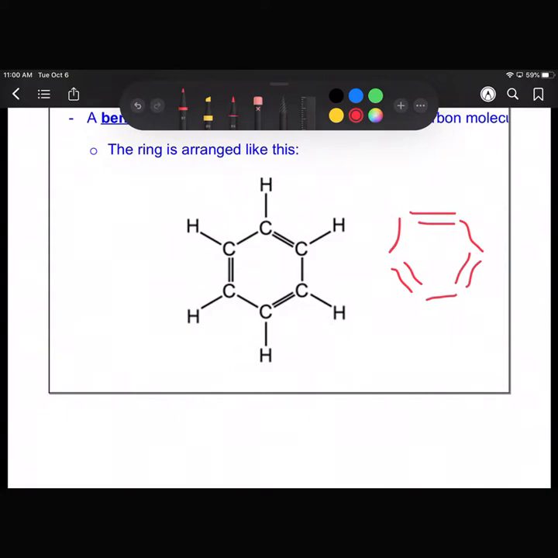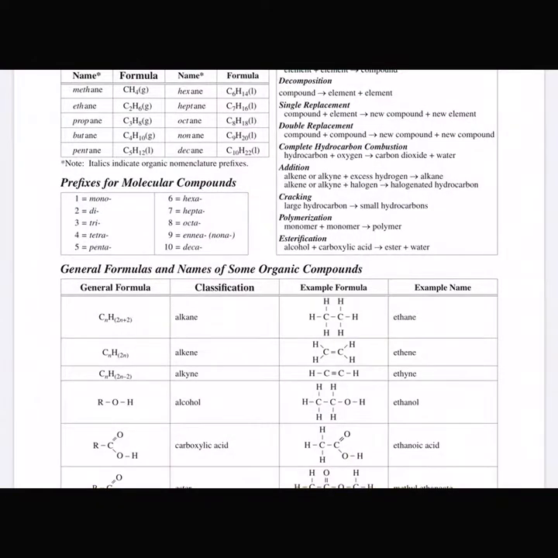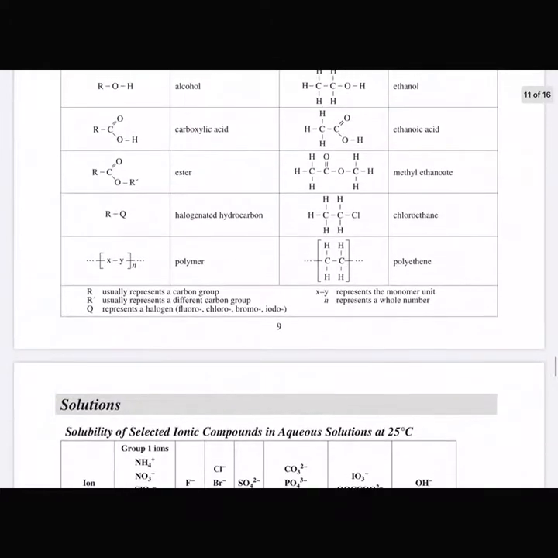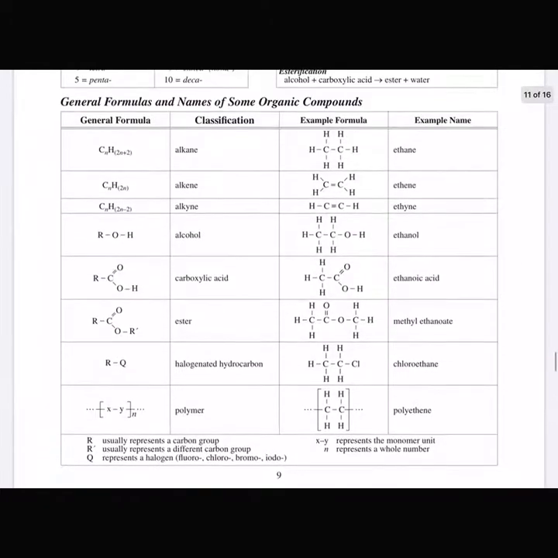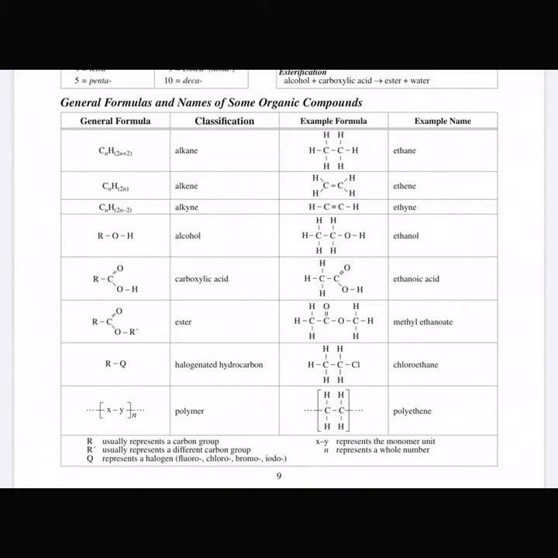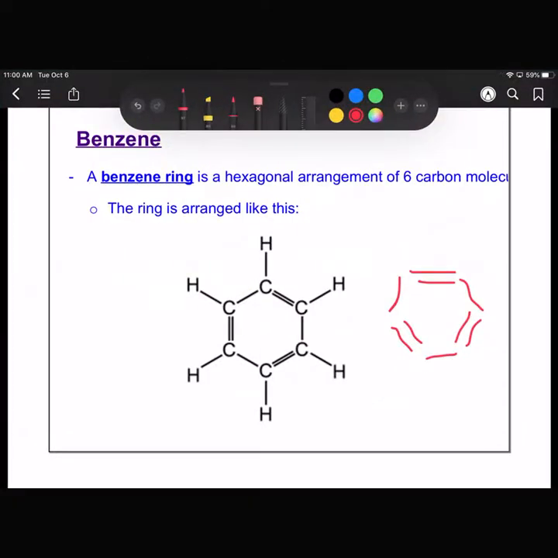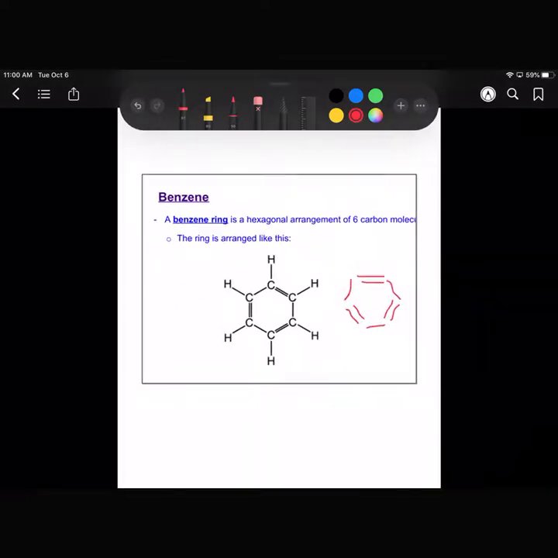Okay? That's a benzene. Does it say it on your sheet? It does not. So that is something you just have to remember, unfortunately. The sheet gives you so much, but not that. So you need to remember that a benzene is a ring, and it looks like this.